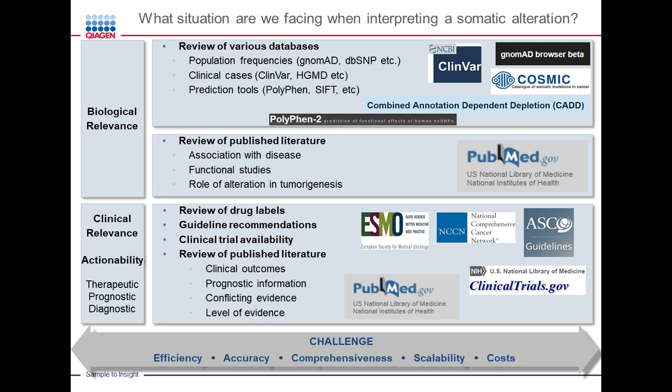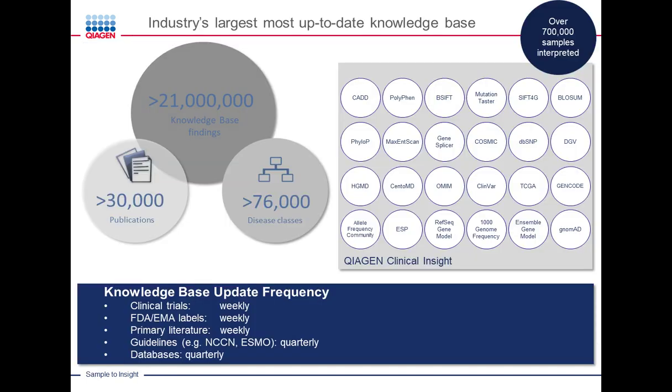QIAGEN has simplified this process by putting all of this information in one centralized location known as the QIAGEN Knowledgebase. So the QIAGEN Knowledgebase holds more than 21 million findings. What that means is that this is information that can be alteration disease associations or alteration drug response associations, and this is stemming from more than 30,000 publications.